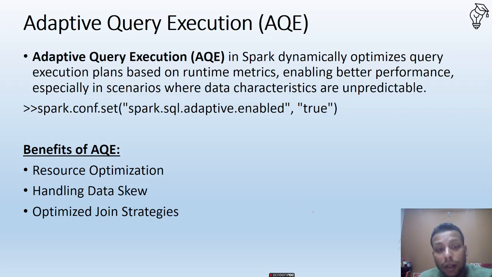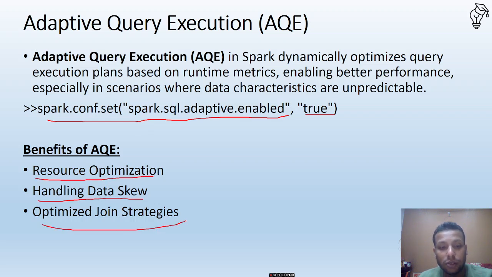And how can we enable this? There is a configuration variable, spark.sql.adaptive.enabled equal to true. When we set this variable to true, it is enabled, and it does resource optimization, handles data skew, and optimizes the join strategy. AQE automatically decides, based on the data characteristics at runtime, which join strategy is useful for our Spark program, our query. It decides whether a broadcast join works or whether a sort merge join is good here.